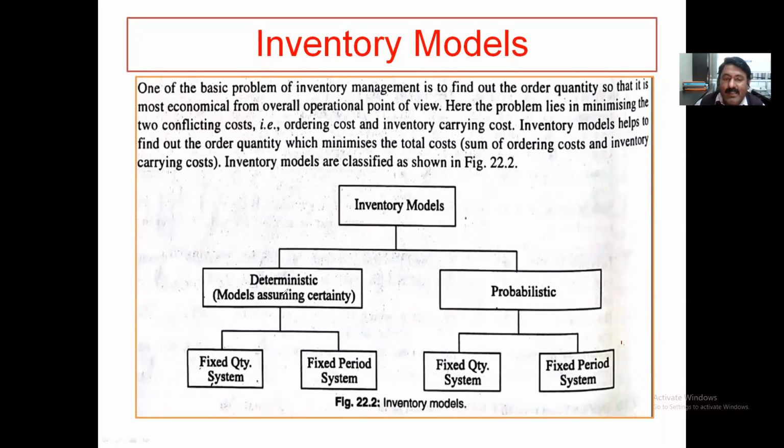Second is the fixed period system. Quantity has no significance here. After a 1 month period, whatever is required, based on the history, which you can call forecasting, go for ordering. So last month you ordered 100, with some plus or minus, next month go for 90, next month again 110, whatever is required based on the forecast. So one approach is fixed quantity: quantity is fixed, period is not fixed. Second case, period is fixed, quantity is not fixed. These are the approaches based on deterministic and probabilistic.